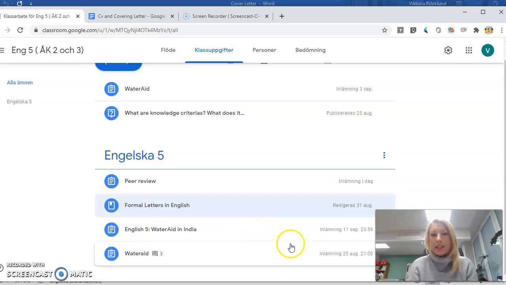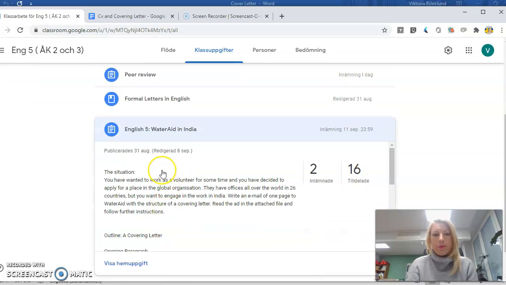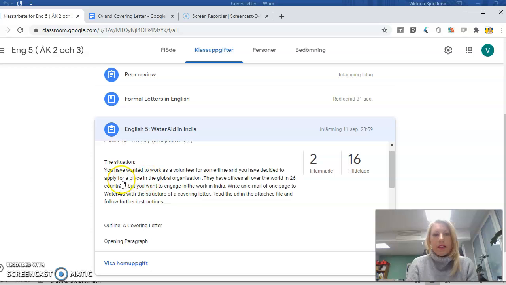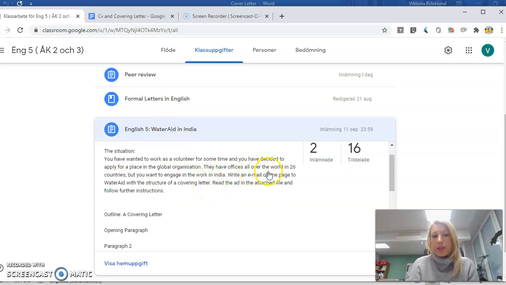So let's look at the task that you should do. You have wanted to work as a volunteer for some time and you've decided to apply for a place in the global organization WaterAid. They have offices all over the world in 26 countries, but you want to engage in the work in India. Write an email of 1 page to WaterAid with the structure of a cover letter. Read the ad in the attached file and follow further instructions.